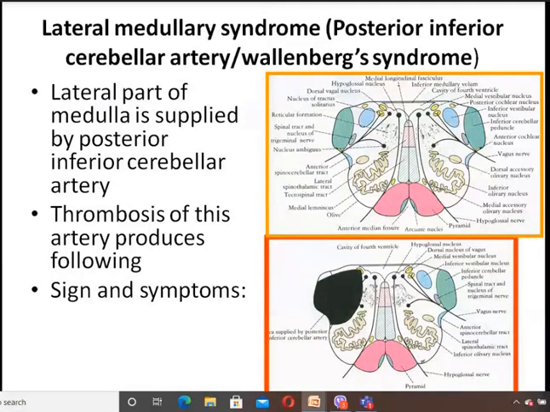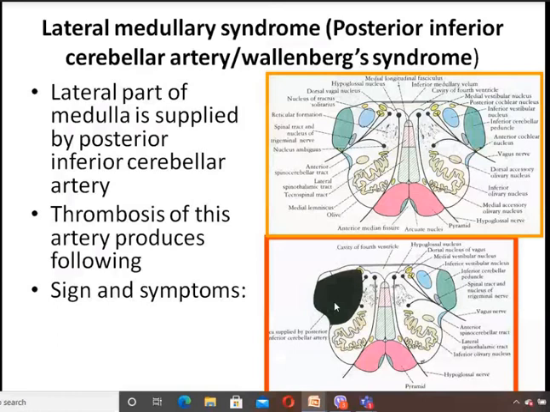So move on to the clinical aspect of the pons and the medulla oblongata. Lateral medullary syndrome and medial medullary syndrome are very important clinical features, and also important for your exam purpose. Lateral medullary syndrome is related with the posterior inferior cerebellar artery, also known as Wallenberg syndrome. The lateral part of the medulla oblongata is supplied by the posterior inferior cerebellar artery, so thrombosis of this artery produces the following symptoms. That branch is from the vertebral artery.